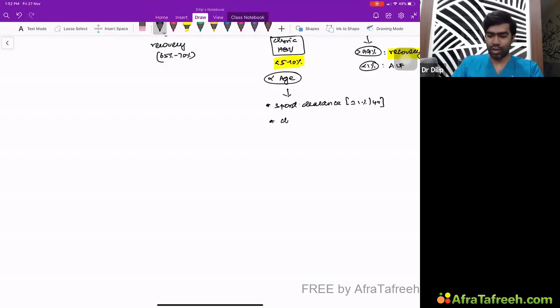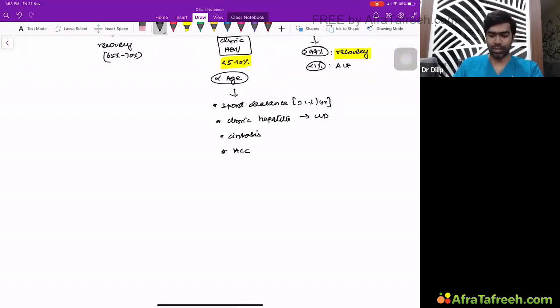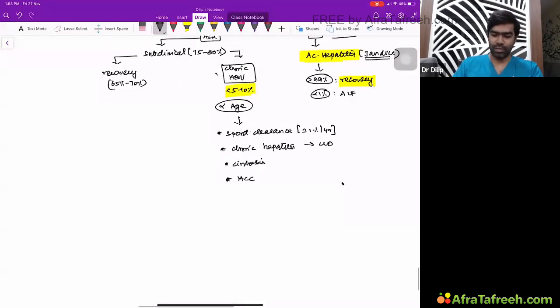Or they can go for chronic hepatitis, which will progress towards chronic liver disease, or they can develop, over a period of time, cirrhosis, and they can develop hepatocellular cancer from a background of cirrhosis or without cirrhosis, doesn't matter. So these are the fates of chronic HBV infection.